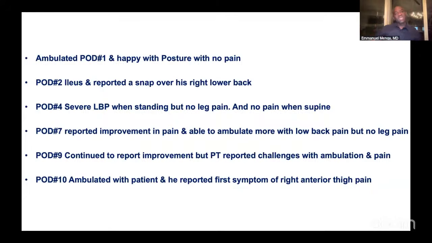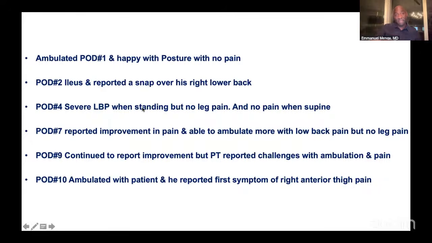I said, okay, and checked his exam: 5 out of 5 strength. He can lift his leg. I mean, this guy was very strong. Lying supine, he was able to lift his leg all the way up. No leg pain at all. No weakness in his leg. No radiating pain.